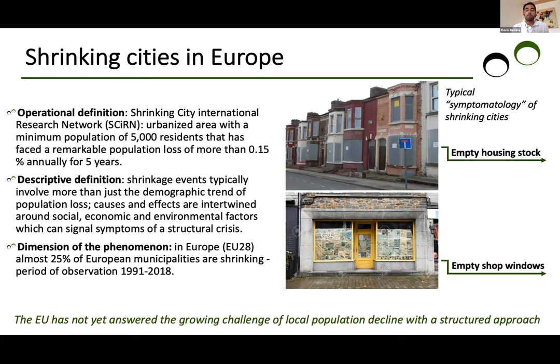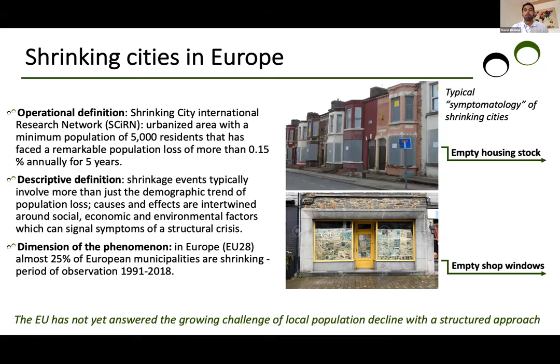And as already part of one of the results of the research that I'm presenting today, the dimension of this phenomenon of shrinkage in Europe is quite extensive. Almost 25% of all European municipalities, intended as administrative units, qualify as shrinking. So they have a declining population at different intensities in the period of observation of the past almost 30 years.